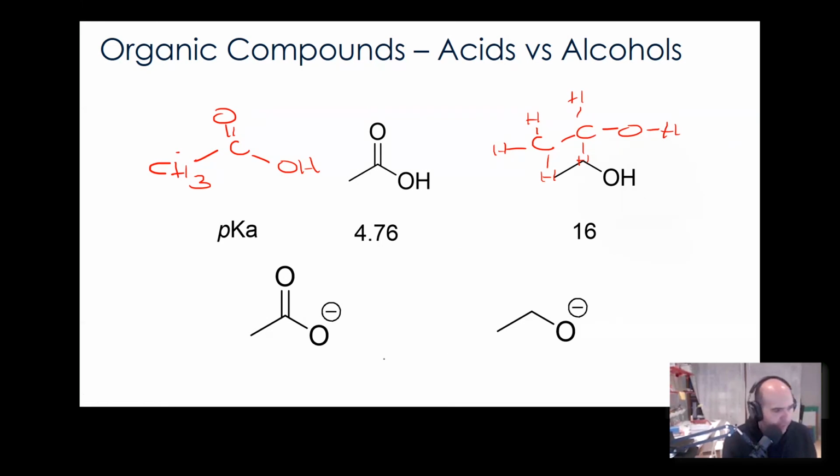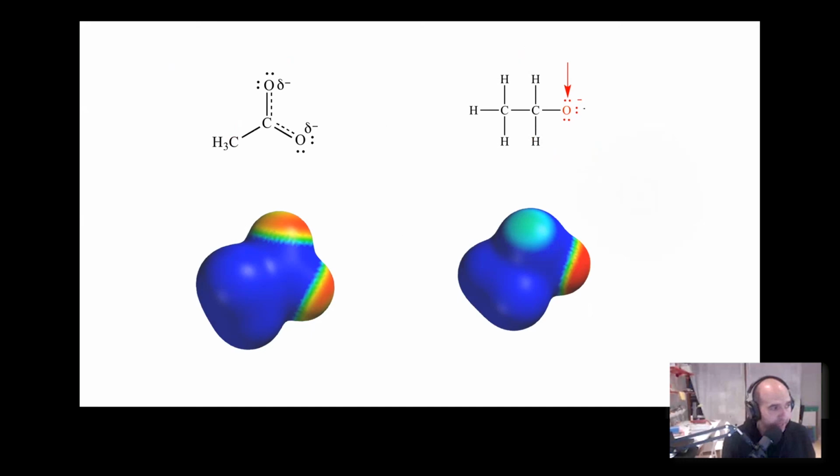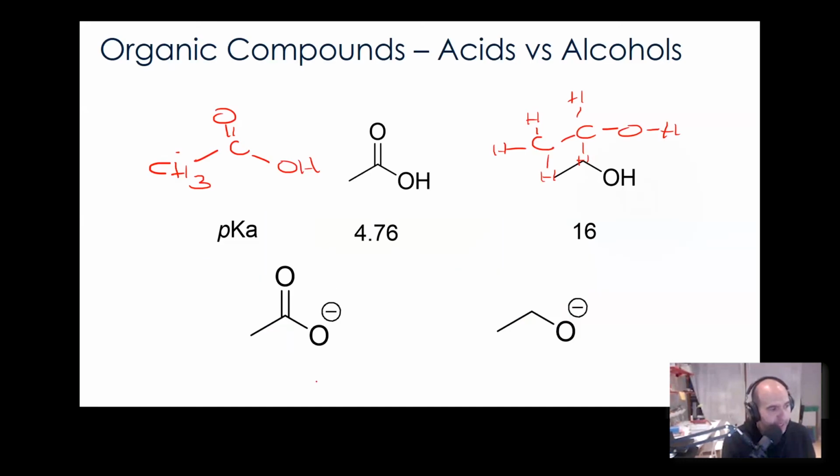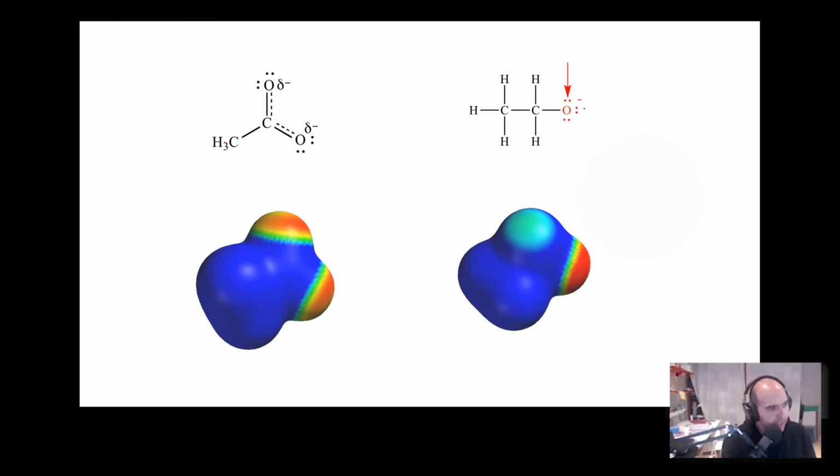And when we look at their conjugate bases, they both have the negative charge on an oxygen. So there's no difference in size and electronegativity. But there is a significant difference because of the resonance. In the case of the acetate ion here, the negative charge is spread evenly between the two oxygens, and so the charge density is lower. But in here, the charge is completely localized on the oxygen. So that is what makes the difference.